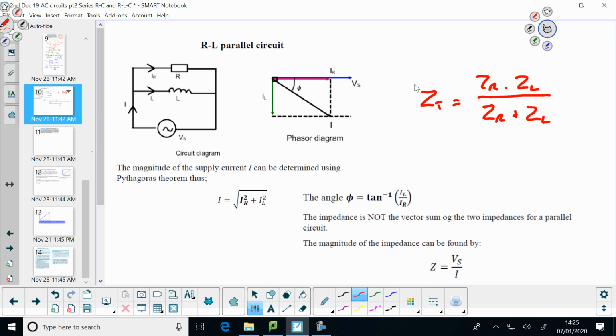We could, if we've got Vs and we calculate I, get the total impedance from Vs over I. We can do that. Everyone happy with that? That's it.